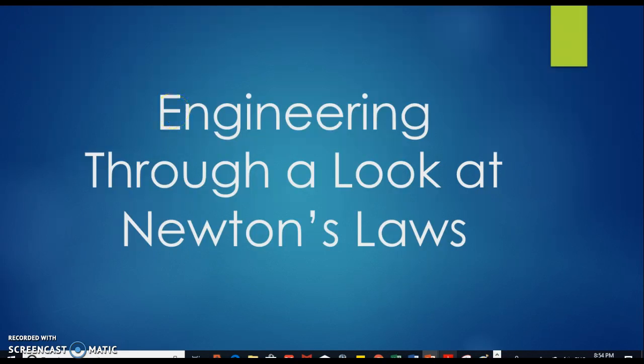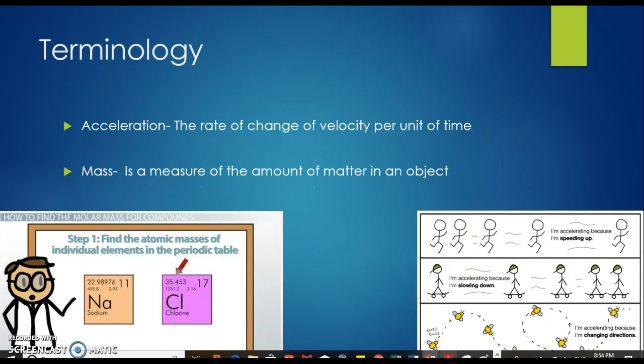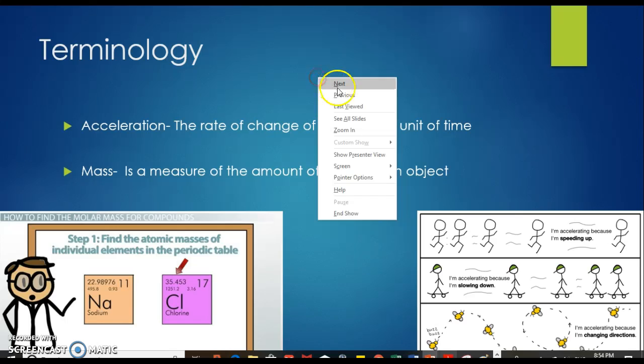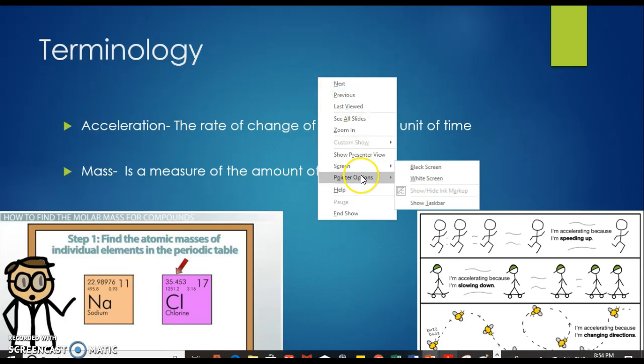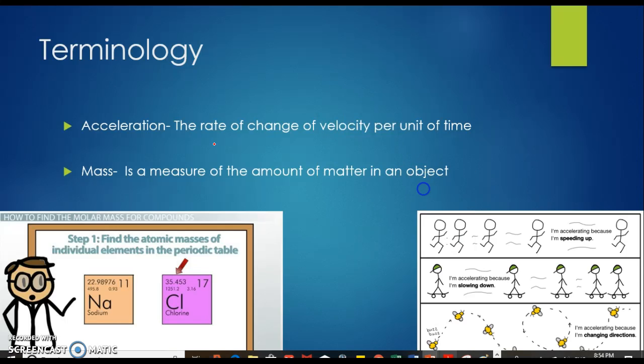So what we're going to be going over today is engineering through a look at Newton's laws. Hopefully y'all have seen Newton's laws before. If you haven't, well, we're going to dive into them today. So the terminology for today's lecture involves acceleration. Let me get my pointers out. Pointer options. Ooh, I love the pen.